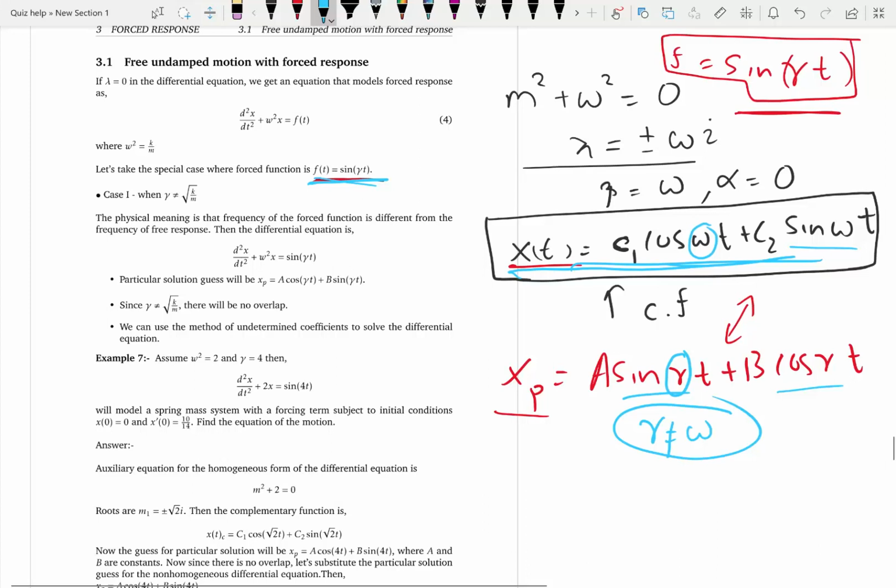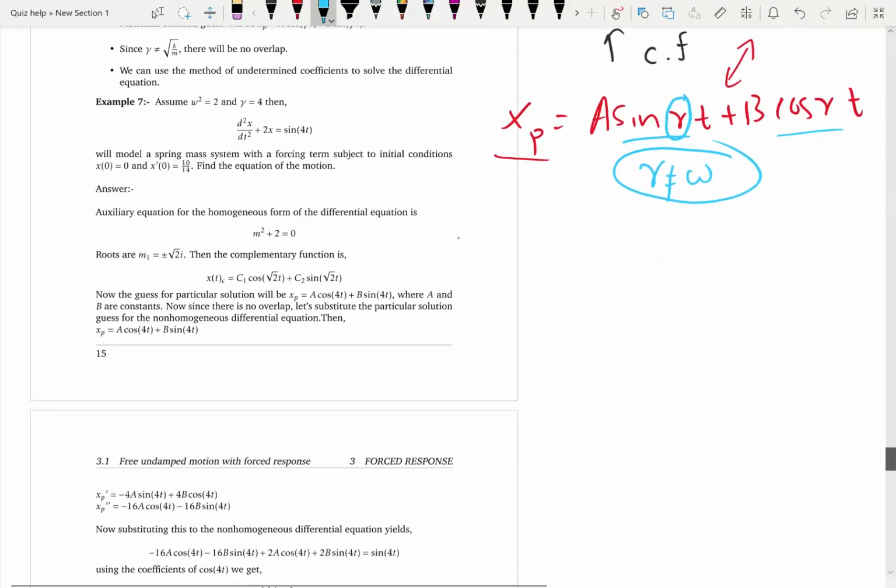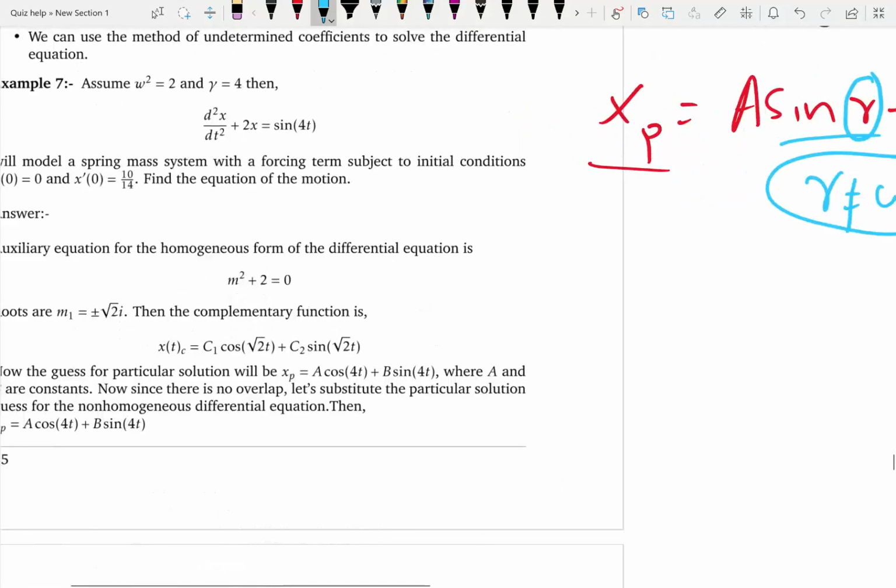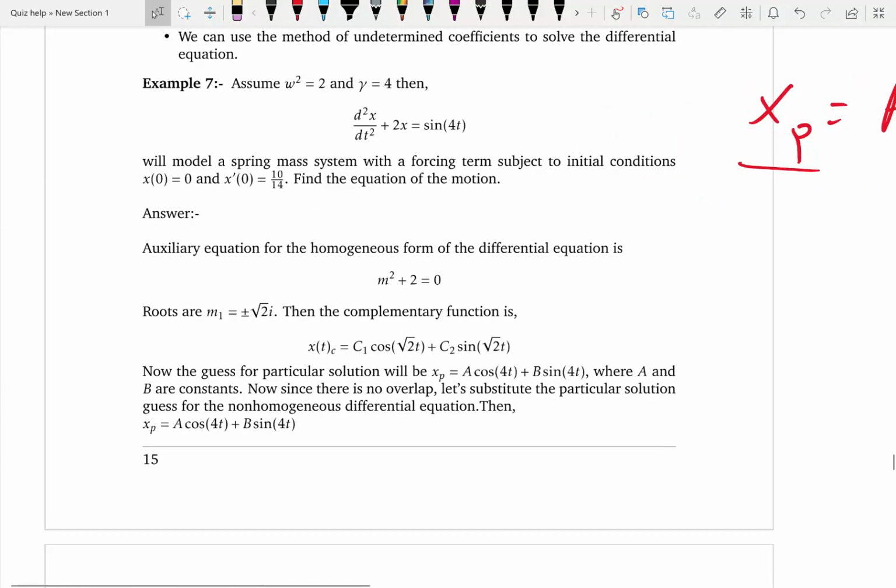Now in the first case, or in this video, we are really only concerned about frequencies being different. That means gamma is not equal to W. Let's look at an example. I'm not going to solve it. I'm going to walk through it, and I will explain the physical explanation.